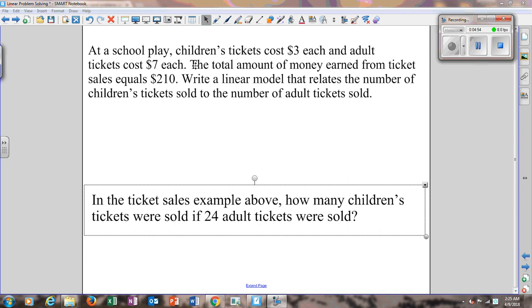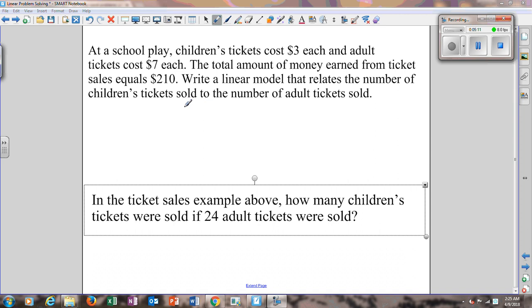At a school play, children's tickets cost $3 each, and adult tickets cost $7 each. The total amount of money earned from ticket sales equals $210. Write a linear model that relates the number of children's tickets sold to the number of adult tickets sold.